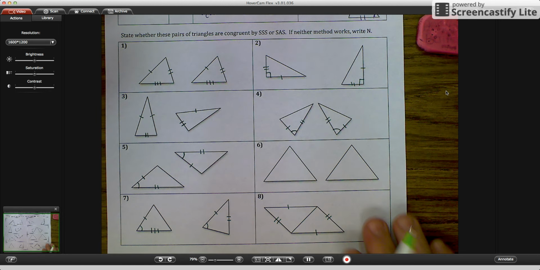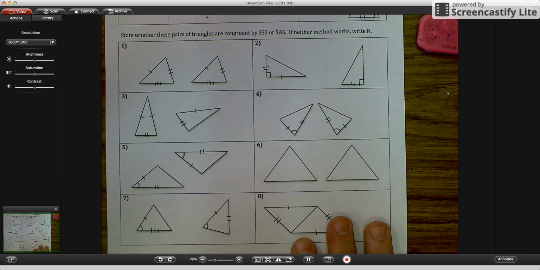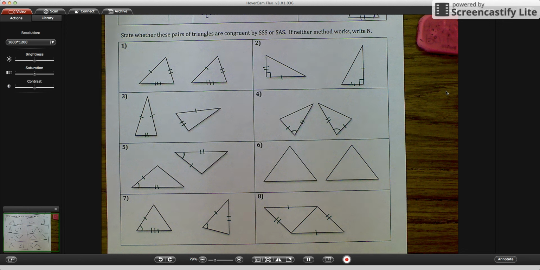Okay, so your paper should look like mine right now. And I'm going to go through and do a couple of them. Remember that you have side, side, side, and side, angle, side in front of you, the definitions or the postulates. So you can look at and view them on your page as we're looking. So we're going to look at the first one.